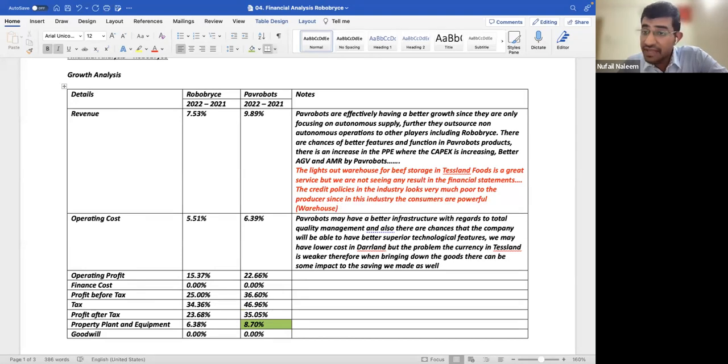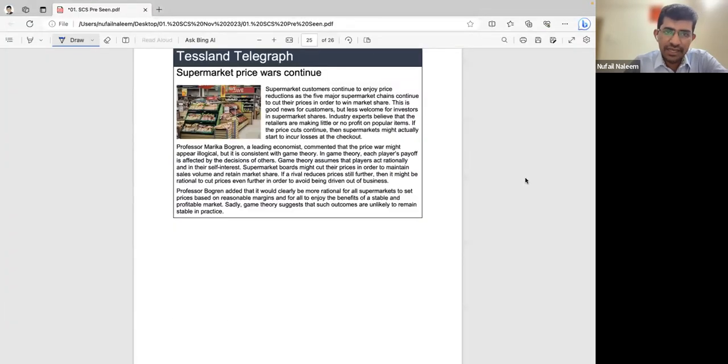So students, I believe that's a very, very important point that we have to keep in mind, because your thought process should be very different, very futuristic, and very much presentable to the situation. So this is one factor, if I'm not mistaken. The lights out warehouse, the beef storage, is nothing reflected in the financial statements, which is a bigger concern for us. Why? I'll just go through some other articles quickly.